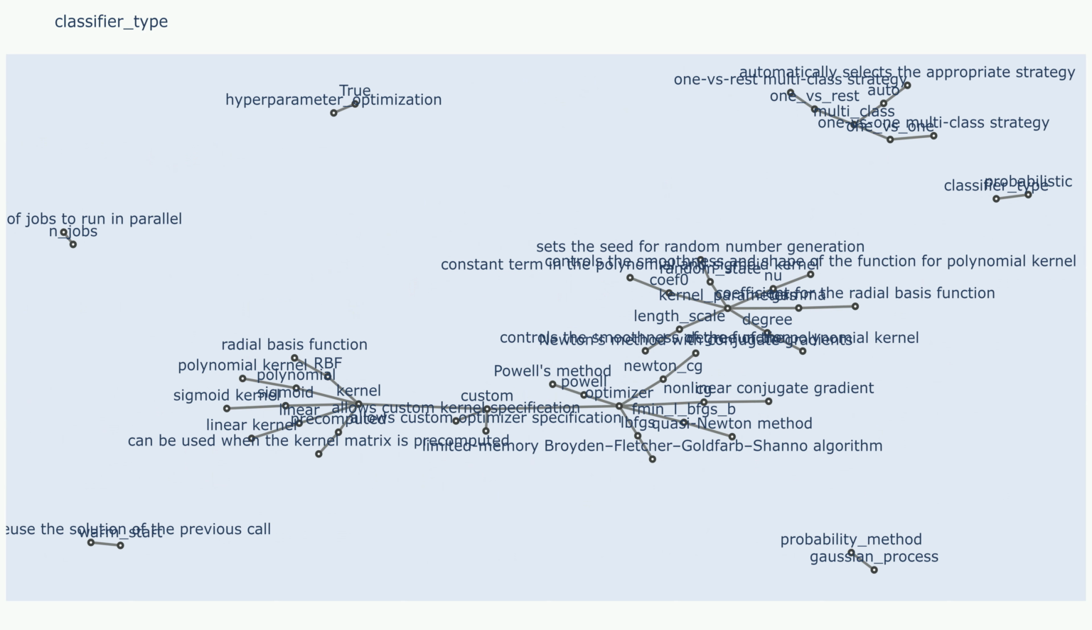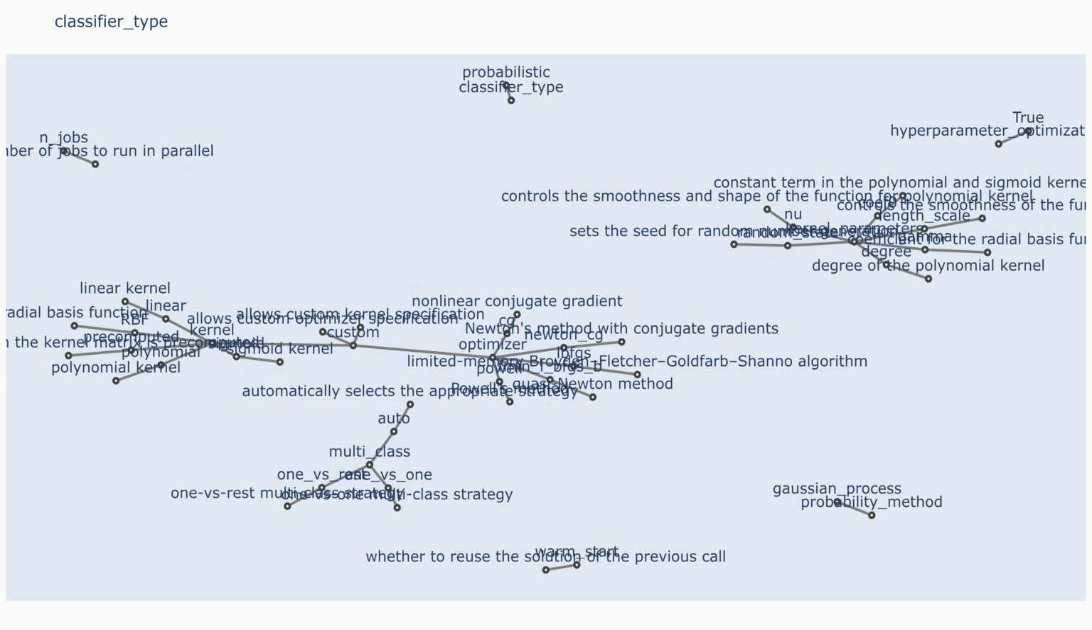Uncertainty quantification. The width of the Gaussian distribution reflects the uncertainty in a prediction. Wider distributions mean higher uncertainty, indicating a less confident prediction. This information can be valuable for decision making.